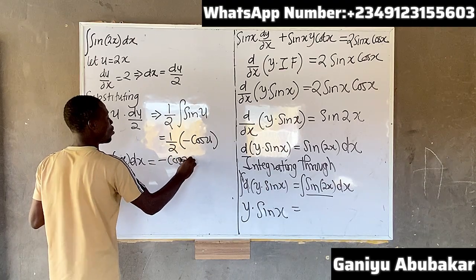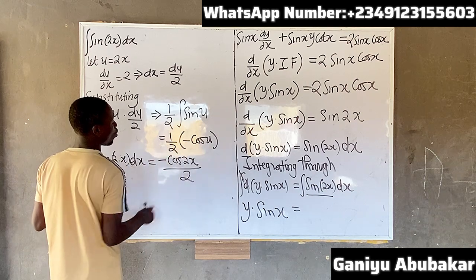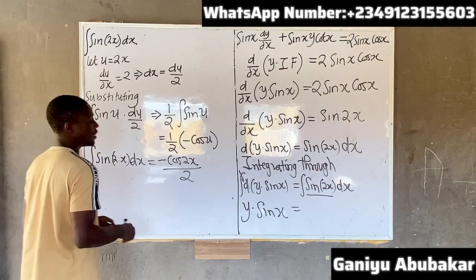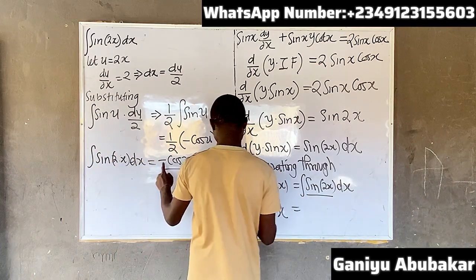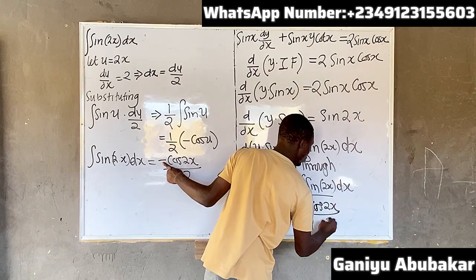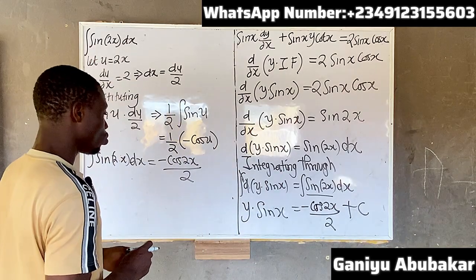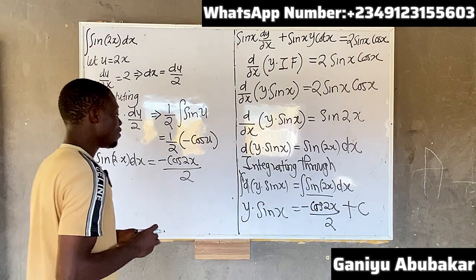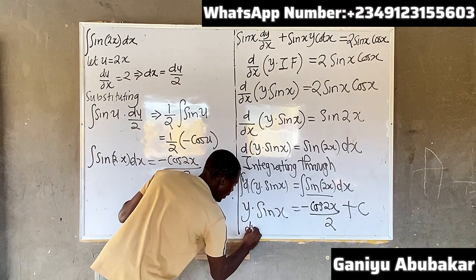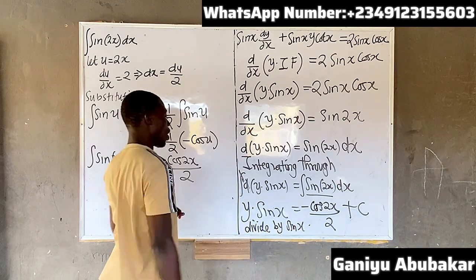So if I integrate sine 2x with respect to dx, that gives me minus cos 2x over 2, since u is 2x over this 2. So if I integrate this, I have negative cos 2x over 2. Of course, I add plus c to it. All right. Next task is to divide both sides by sine x to get y, right? To get y, divide by sine x to get the value of y.